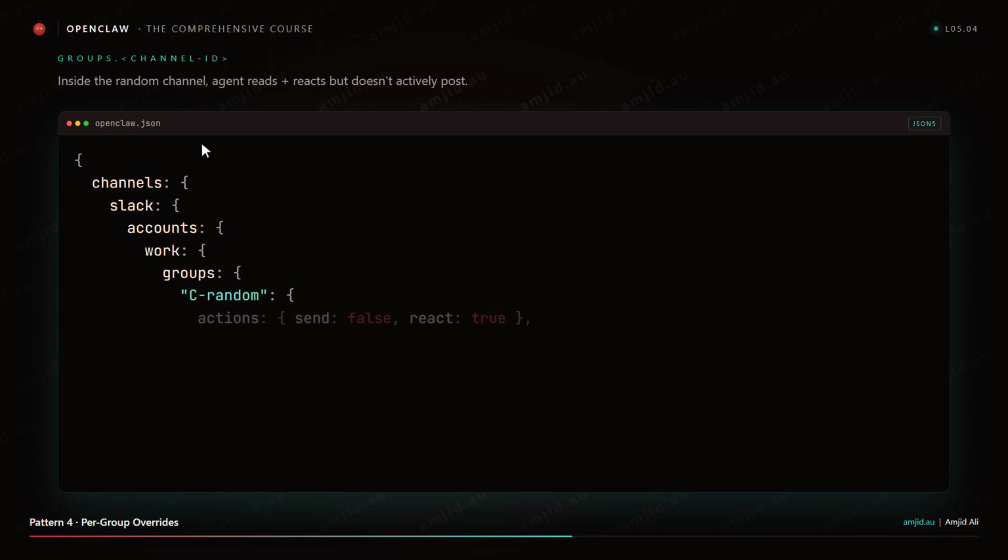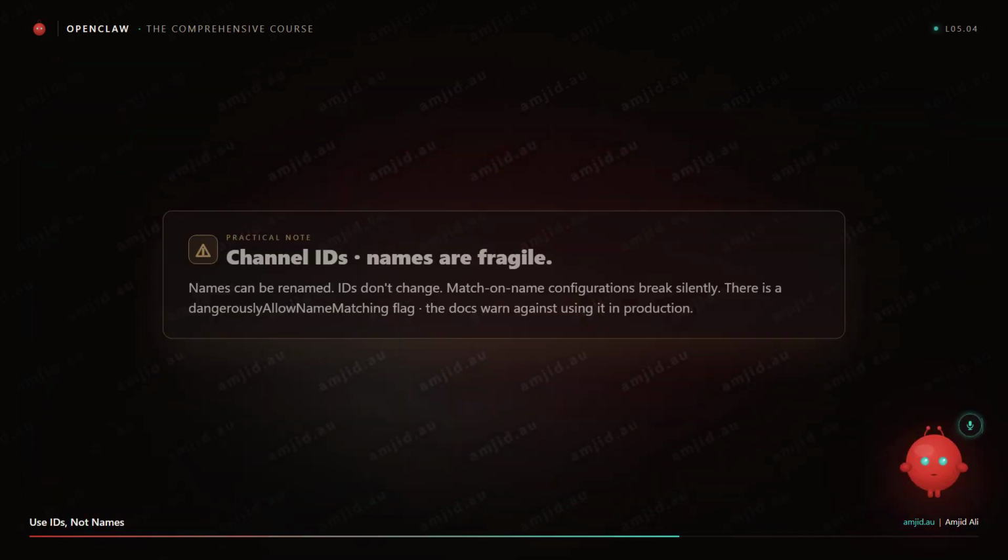Pattern 4. Per group overrides via the group's subkey. Inside an account, you can target a specific channel by ID and override the action policy. So, your work account in the random channel can have action send disabled. The agent will read messages, can react, but it will not actively post. Read mostly.